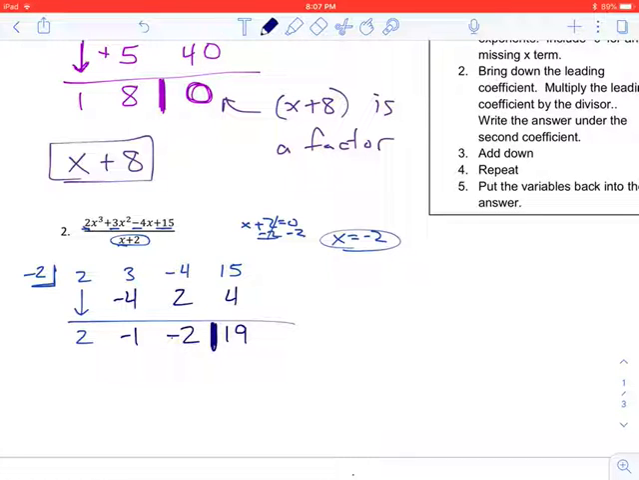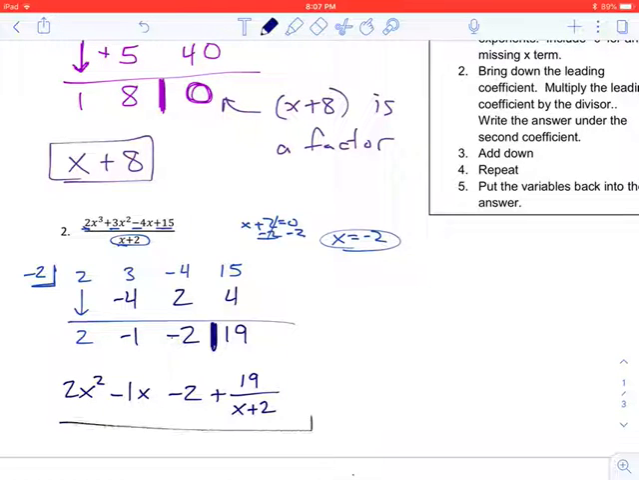Okay? So if this -2 is my constant, that means it's -1x right here, and then this is +2x squared. So I go up each time from the constant. Constant, x squared, and if it kept going, it would be x to the third, x to the fourth, and so on. So there's my answer. But since we have a remainder, now I go ahead and add my remainder to it, 19 over x plus 2.